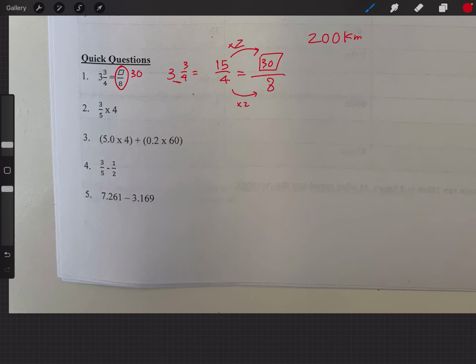Okay, now this second one is 3/5 times 4. 4 is a whole number, so really it's 3/5 times 4 over 1. All the whole numbers must be over 1. So now you get 12 over 5. Leave the answer like that, that's fine.